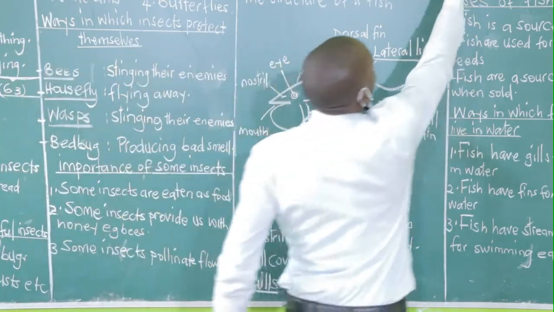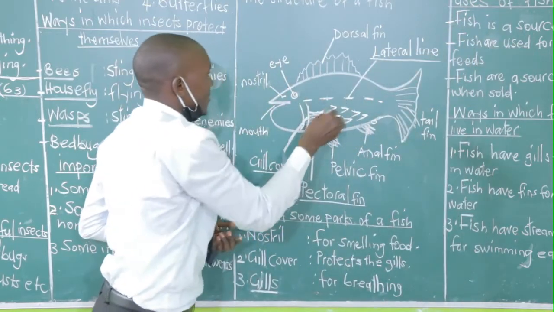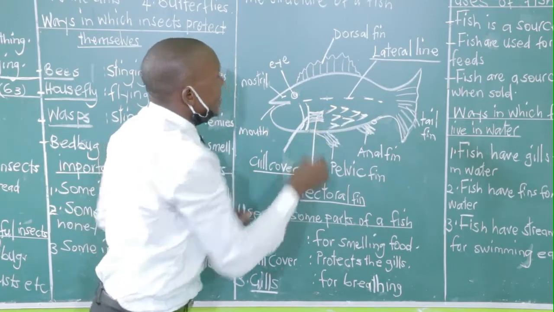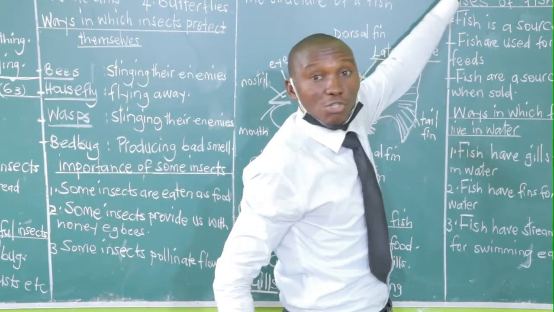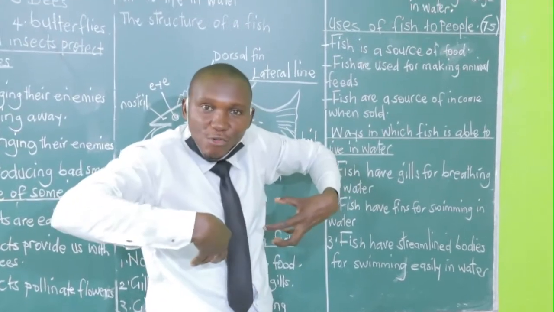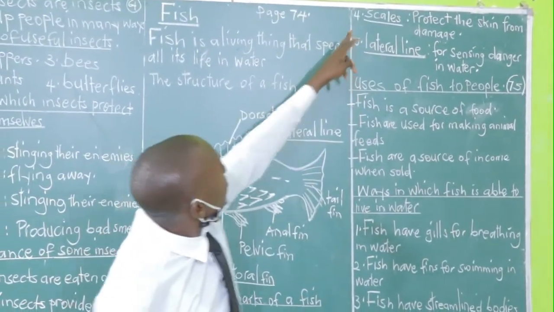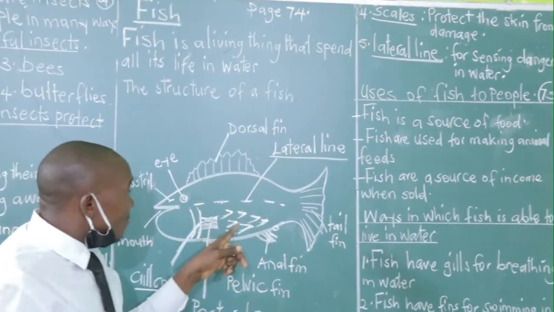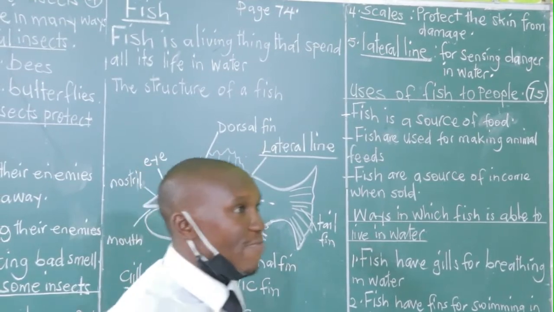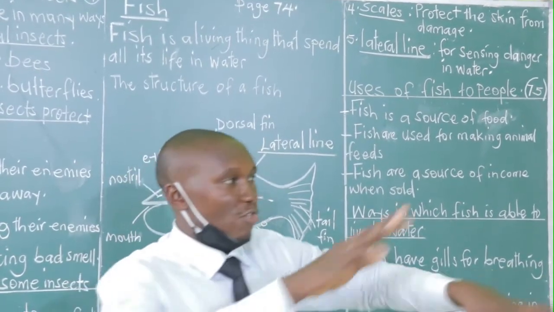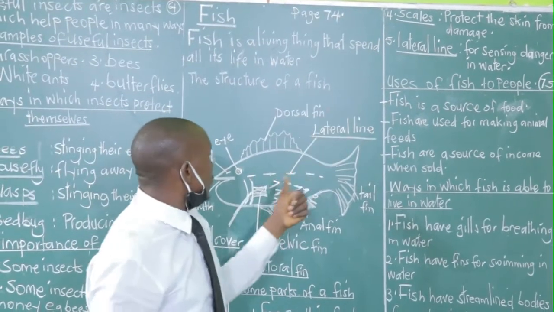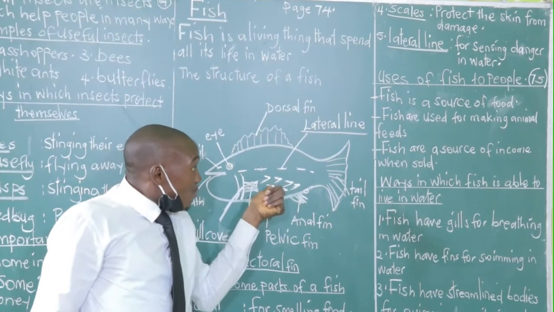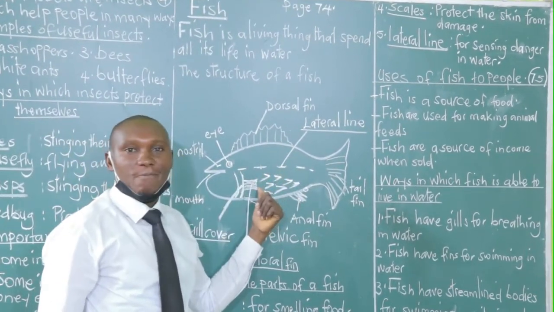Then from there we moved to the scales. These scales cover the fish's body. These scales are used for protection. They protect the skin of the fish from damage. Which means when this fish, in its movement, finds some piercing materials in water, those materials will not damage the fish's skin because the scales will be protecting the skin from damage.